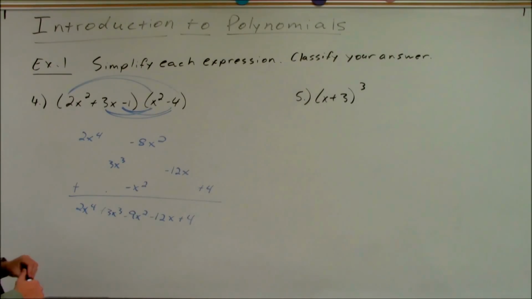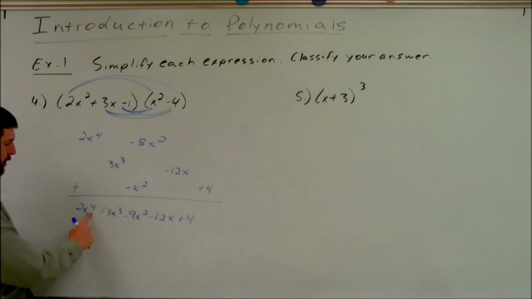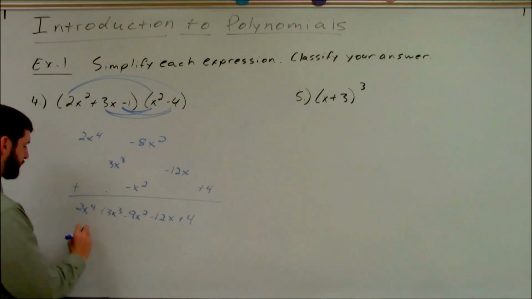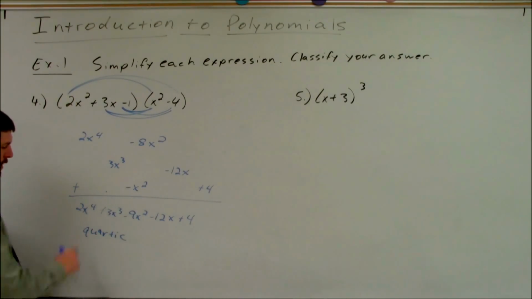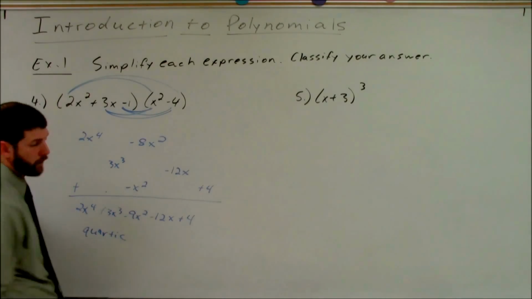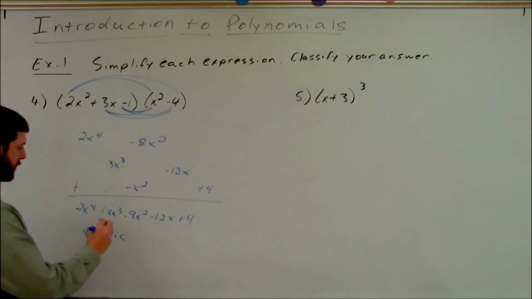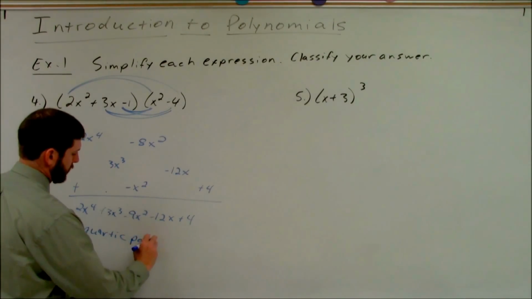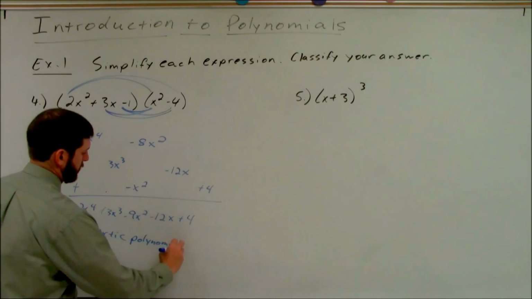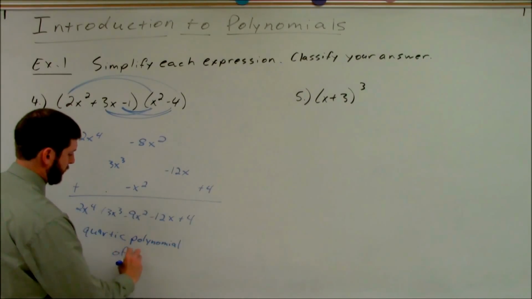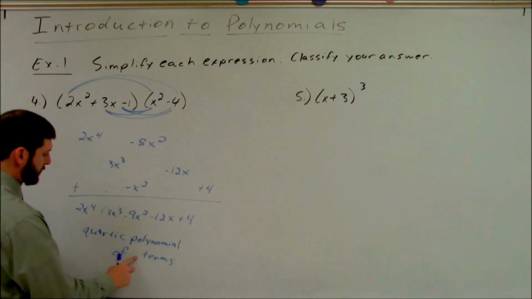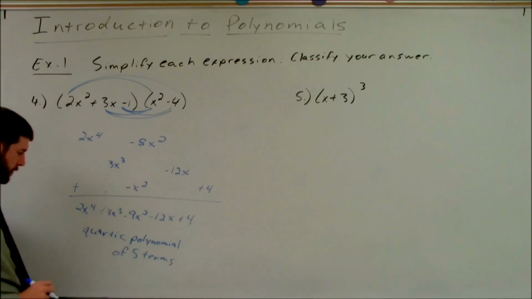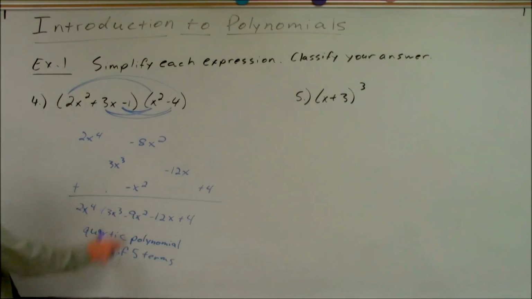Now we just need to classify the expression. So degree first. The degree, the largest exponent, is a 4, so we call it a quartic. And then the number of terms: 1, 2, 3, 4, 5. We don't have a special name for 5 terms, so we just call it a quartic polynomial of 5 terms. And yes, this is a 5 and not an S. Quartic polynomial of 5 terms. That's the product and its classification.